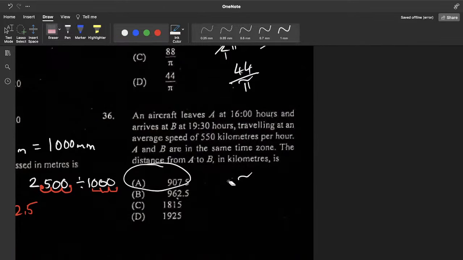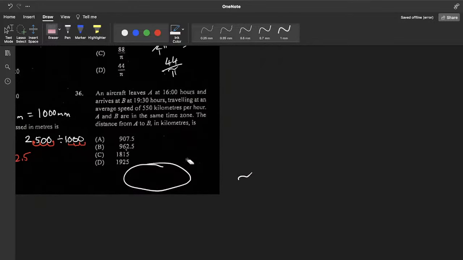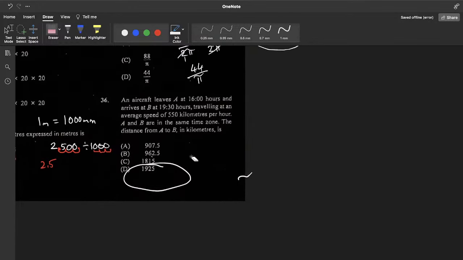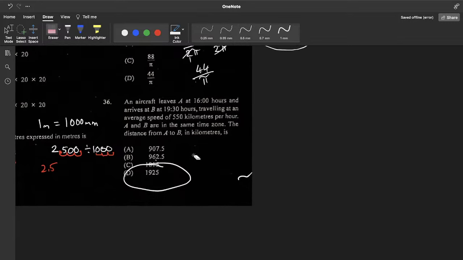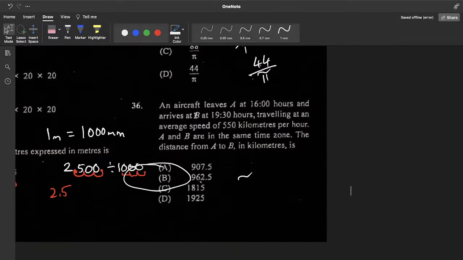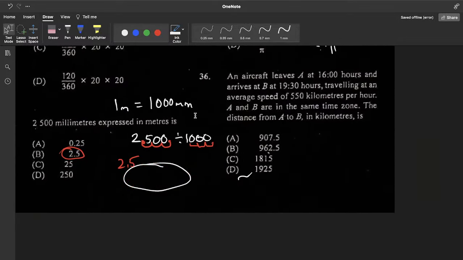Alright. Okay, so let's look at this next one here now. It says an aircraft leaves at 16 hours and arrives at B at 19:30. So 19:30, what is 19:30? Now, 19:30 and 16 hours each other. So 16, 17, 18, 19 is 3 hours, and then we have the 30 part, which represents half hour. So we basically have 3.5 hours.